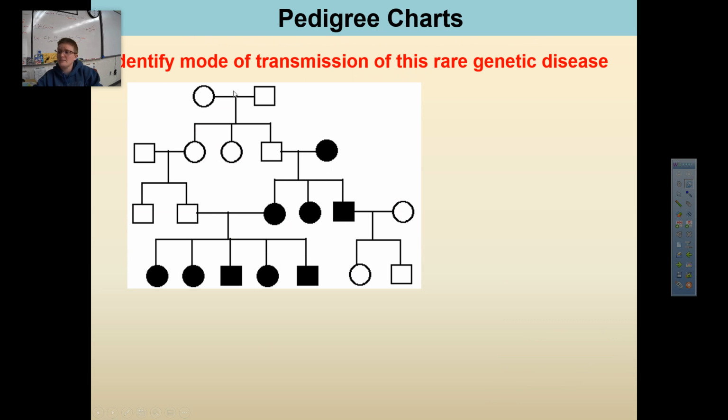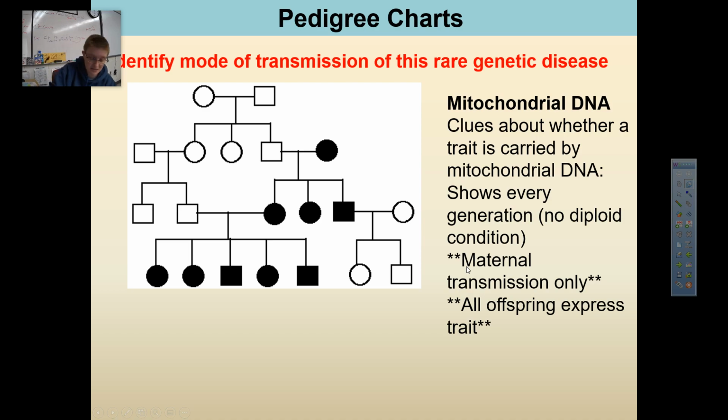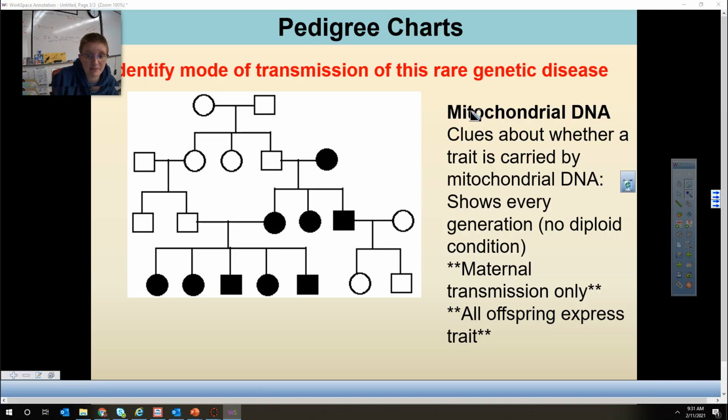Okay, so then there's some more rare pedigrees that we might find. So this one is a pedigree of a mitochondrial disorder. All right. And so a mitochondrial disorder is a disorder where the mitochondria doesn't work, and that's a big problem. Mitochondrial disorders are fairly deadly.